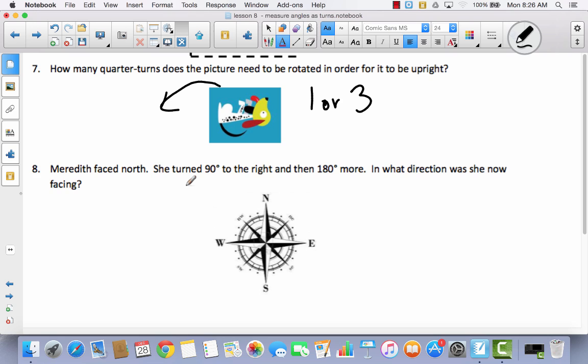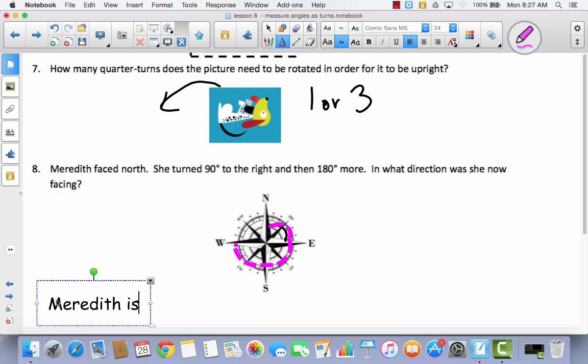Okay, so she's facing north, and then she makes a 90-degree turn. So that 90-degree turn would make her facing east. I'm going to change the color here so we can see this a little better. All right, so she makes a 90-degree turn. Then it says she turns 180 degrees more. So this would be 90 and another 180 degrees. So now she is facing west. I'm going to type this because I can type a little bit faster than I can write. It looks a little bit neater. So I would say Meredith is facing west.